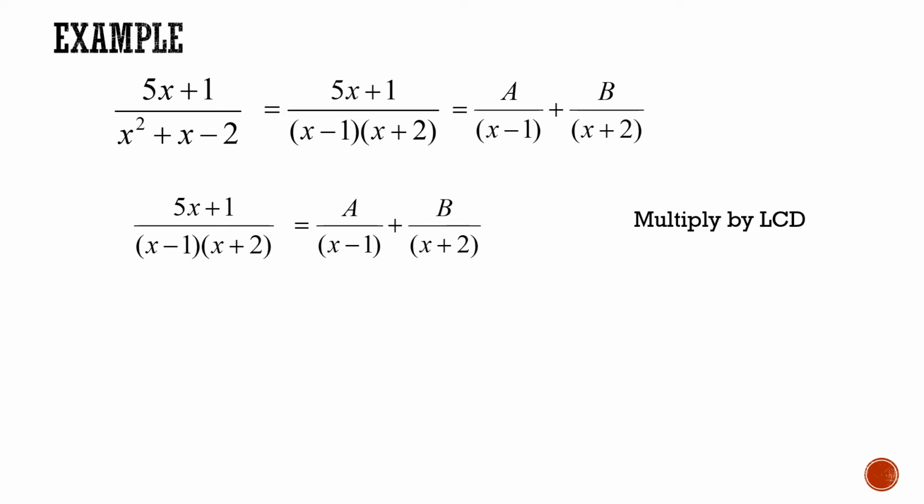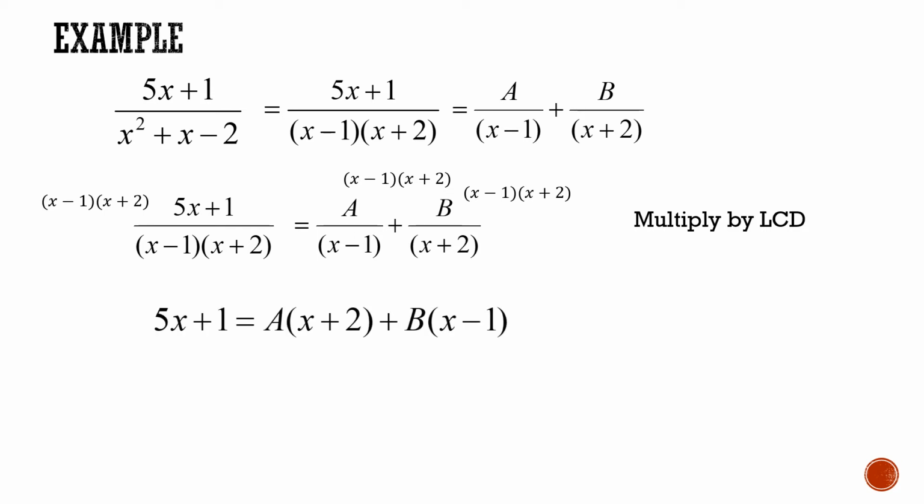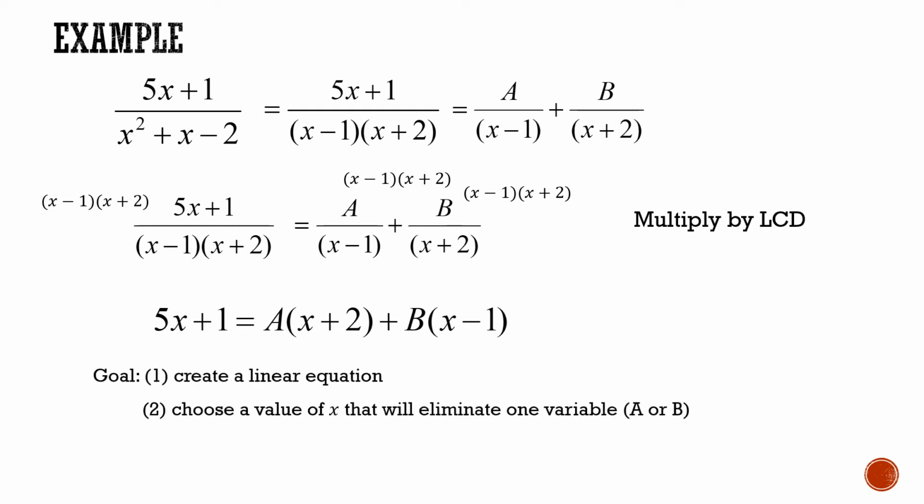Because my goal is to get rid of my denominators and end up with a linear expression or a linear equation. So I'm going to multiply the left side by x minus 1 times x plus 2. I'm going to multiply the right side by x minus 1 times x plus 2, cancel out the common factors, and I end up with a linear equation. That is my goal for now. So that's the first step. The first step is in trying to create a linear equation. So, create a linear equation is my first goal.